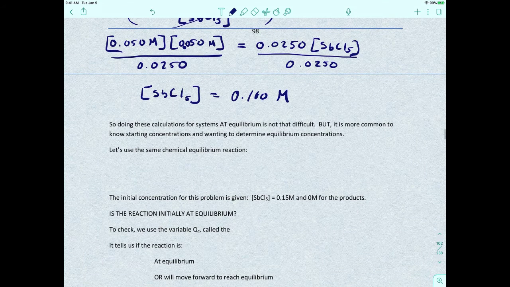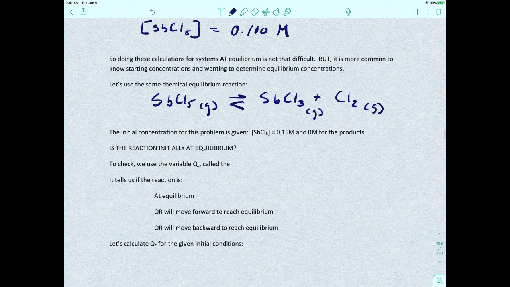To help us identify where a reaction is at, I've got to introduce a new quantity here. Starting with the same equation, SbCl5 is in equilibrium with SbCl3 plus Cl2. Here's our problem. The initial concentration of SbCl5 is 0.150 molar, and because it's initial, there's no product, so the concentration of SbCl3 is 0 molar and the concentration of Cl2 is 0 molar. Initially, is the reaction at equilibrium? No, and the reason is that there are no products.